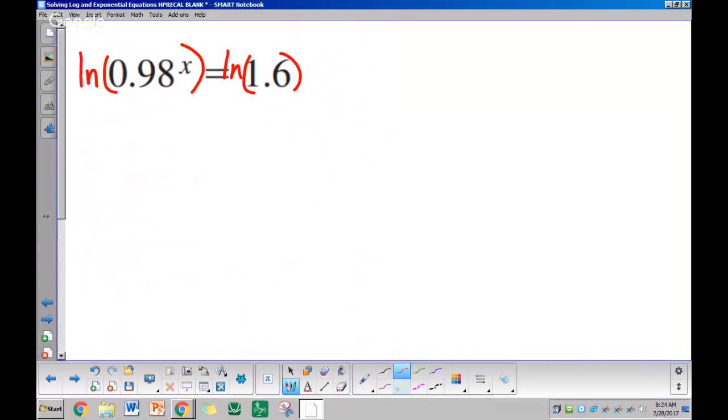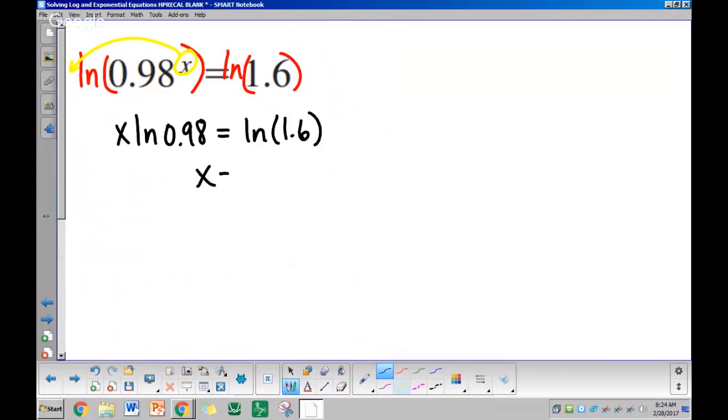So what happens when we do this to this x right here? You can bring it down in the front using the properties of logs. So this will be x times the natural log of 0.98 equals the natural log of 1.6. And to get the x all by itself, you just divide by the natural log of 0.98. And the calculator folks are going to give me an answer: negative 23.26.